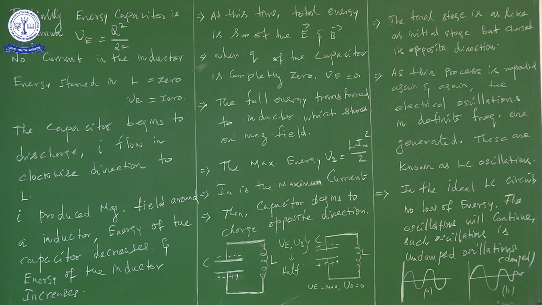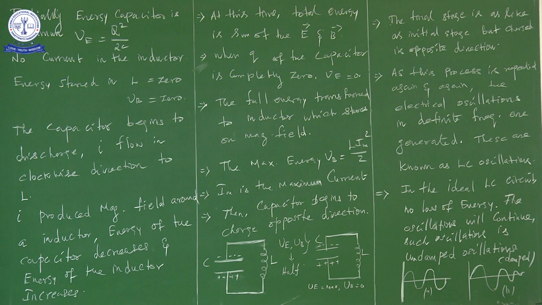Energy from the capacitor moves towards the inductor, then after some time the capacitor will have 0 energy. Then the energy of the inductor will come to the capacitor, then after some time the energy of the inductor will be 0. This is what we said initially: the energy of the electric field and the magnetic field will be oscillated.